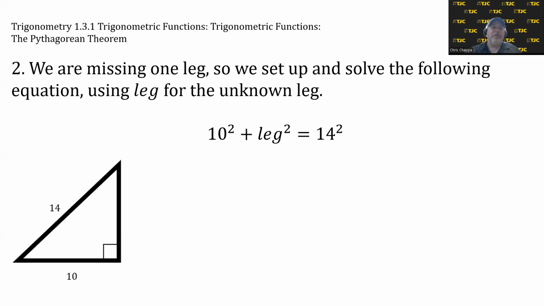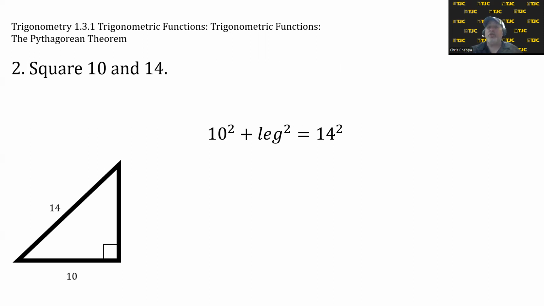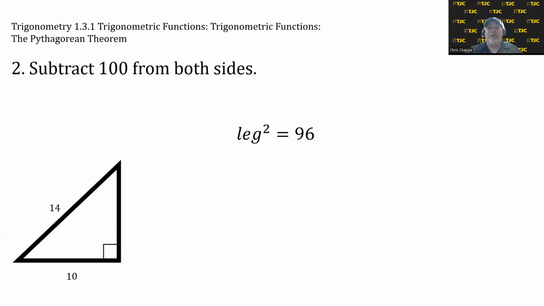Hypotenuse is 25. For the second one, we're missing one of the legs. So we'll set up and solve the following equation, which again is just the Pythagorean theorem, using leg for the unknown leg. We have 10 squared plus leg squared equals 14 squared. Square the 10 and the 14 to get 100 and 196. And algebraically, we need to get the leg squared by itself, so we'll subtract 100 from both sides. That will leave leg squared equals 96, because 196 minus 100 is 96.